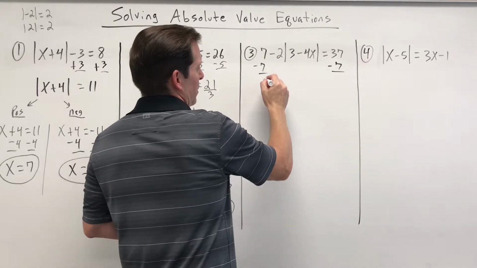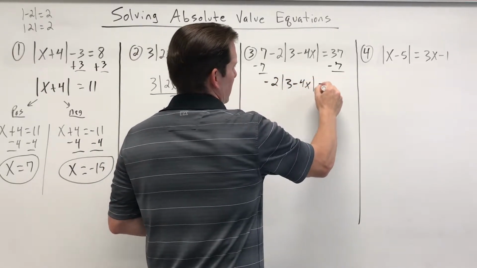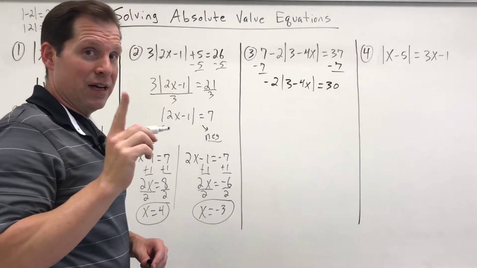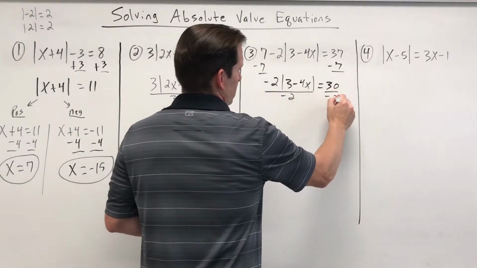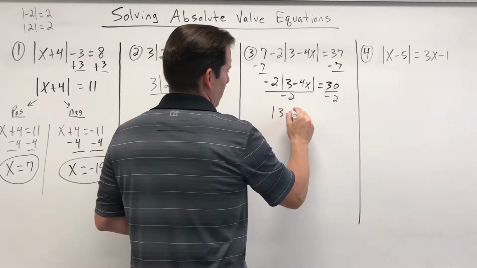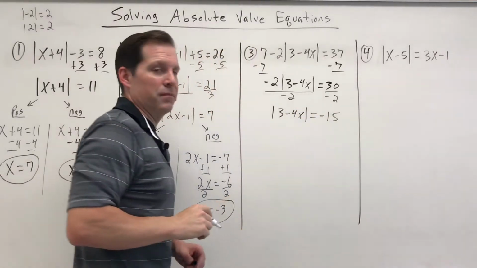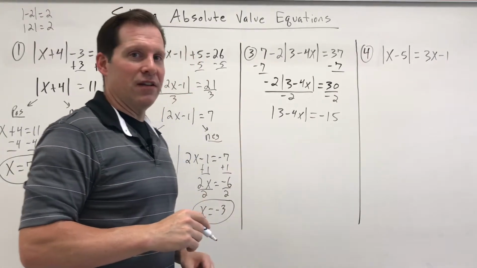And that would be -2, absolute value 3 minus 4x is equal to 30. Now I'm going to divide by -2 on both sides. So I get the absolute value of 3 minus 4x is equal to -15. Now students are ready to go, like, all right, let's go ahead and set up this positive and negative case and get this thing done.